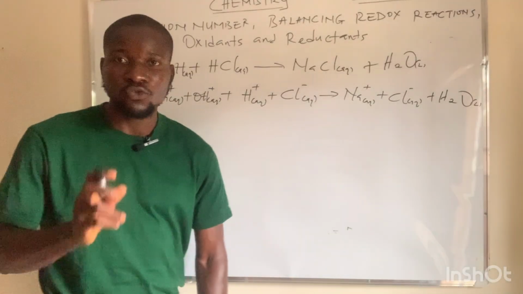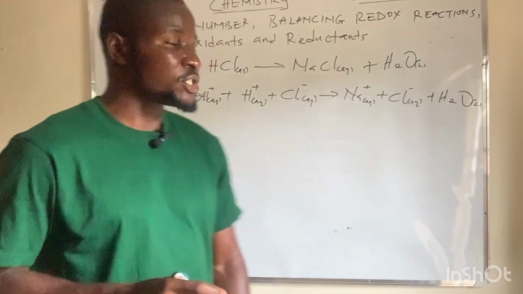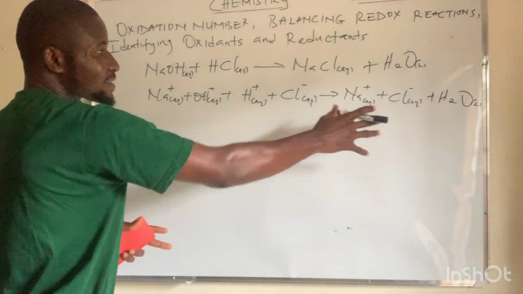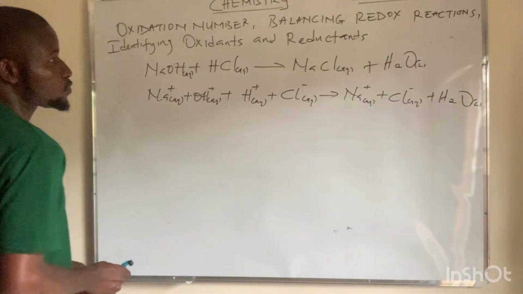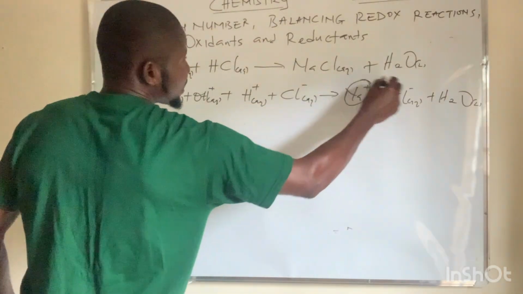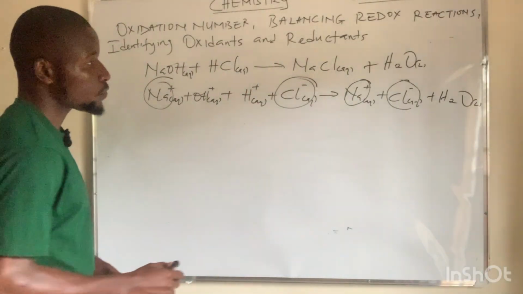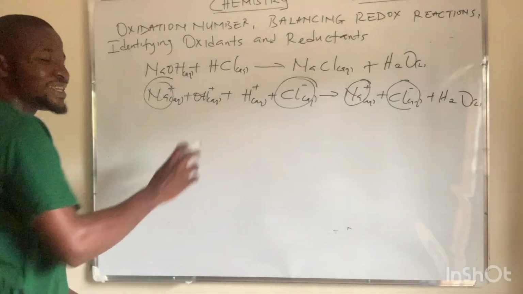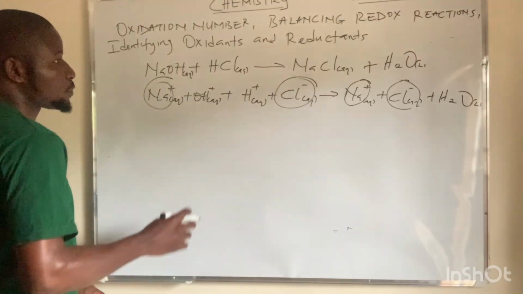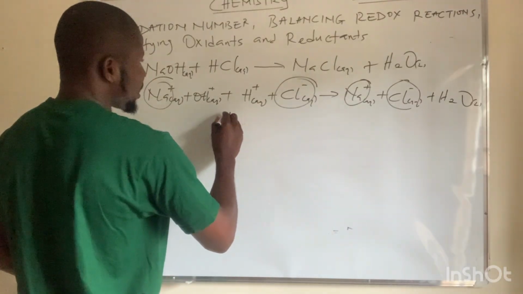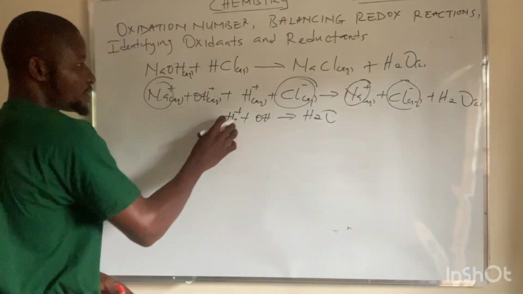And mind you, I want you to understand that ionic equation tends to have ions that appear on both sides of the equation, which we call the spectator ions. For example, in this case, we have sodium and chloride ion in the reactant side, and we have sodium and chloride ion in the product side. These are called the spectator ions. You will now have what is called the net ionic equation when you take the spectator ions out. Once you take them out, you have hydrogen ion plus hydroxide ion to give you water molecule. So this is the net ionic equation.